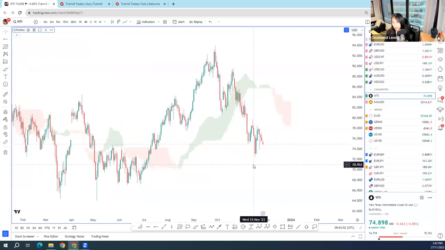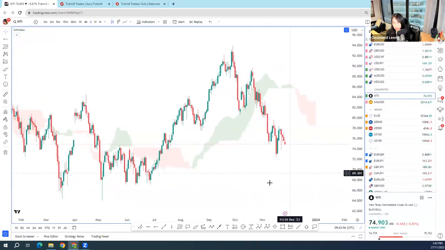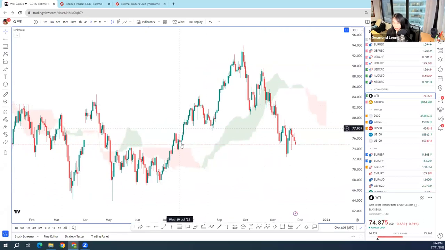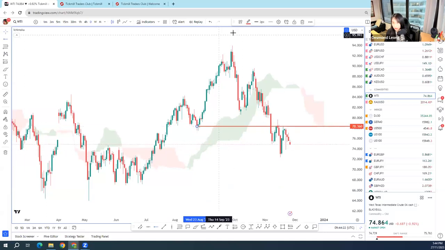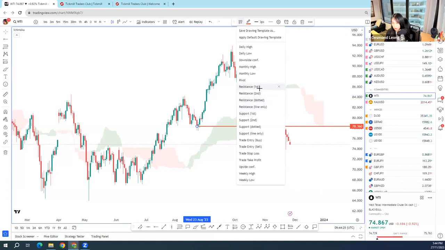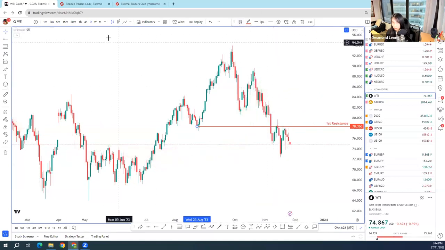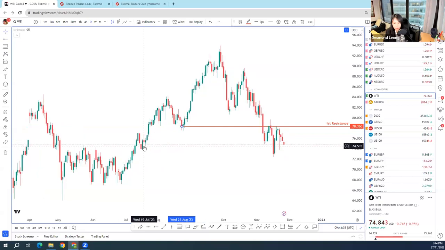Okay, for WTI, we can see that the price is trending below the cloud, so it's kind of bearish right now. The price could be going down. So let's look at some key levels, some support levels, to see whether the price will bounce up or down. Give me a second. Seems like a good resistance level over here. First resistance. Okay, off the cloud first. It's easier to draw it out with this system. Let's try this.